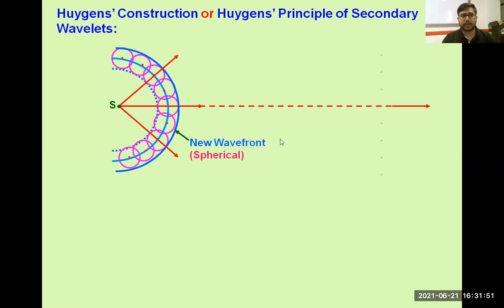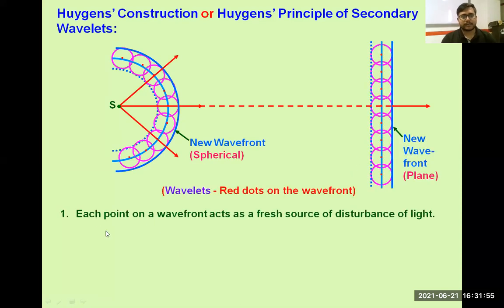So this is for a point source and this is for a line source. The first point says each point on the wavefront acts as a fresh source of disturbance of light. Each point on the wavefront is behaving like a fresh source. Type it in English: each point on a wavefront acts as a fresh source of disturbance of light.